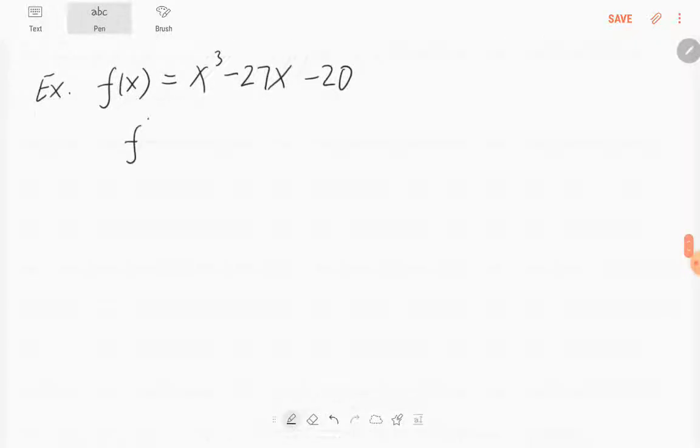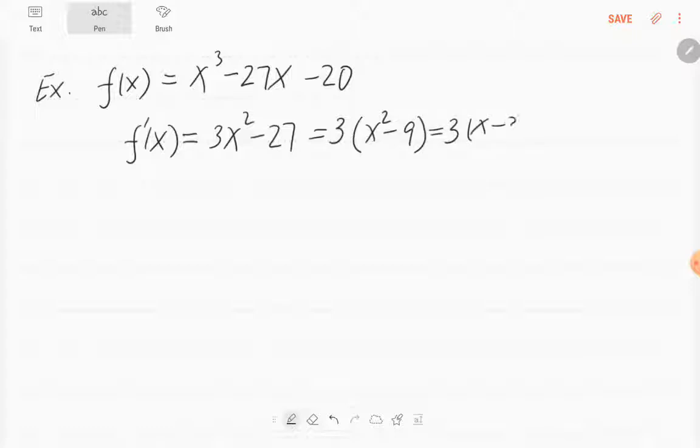So we need to take the derivative. The derivative is 3x squared minus 27. Right, so this is the derivative. Let's factorize it. This is 3 times (x squared minus 9), so it's equal to 3 times (x minus 3)(x plus 3). This derivative exists everywhere because it's a polynomial, right? You can plug in any number. So there's no point that makes the derivative not exist. But there must be some points that make the derivative 0, right?